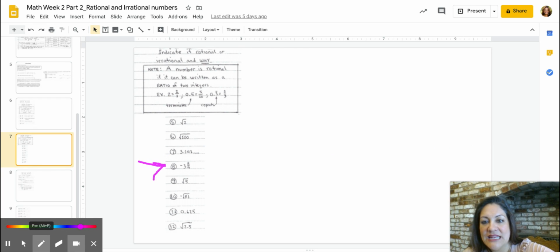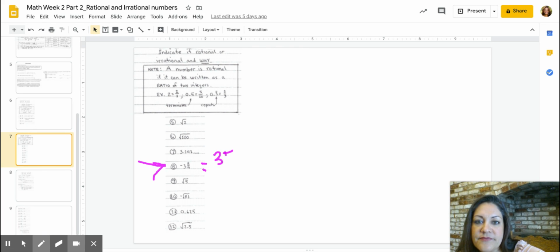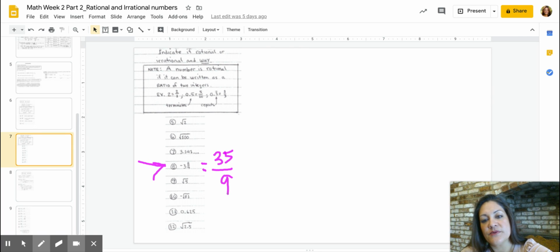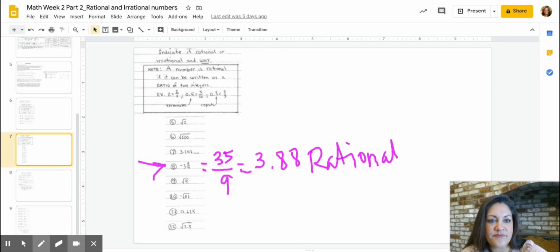Number eight, negative 3 8/9. So the way that we could simplify this, let's make that into an improper fraction. So 9 times 3 is 27 plus 8 gives us 35/9. So it is rational. And if we were to simplify that, that would equal 3.88. And that is rational because it terminates.